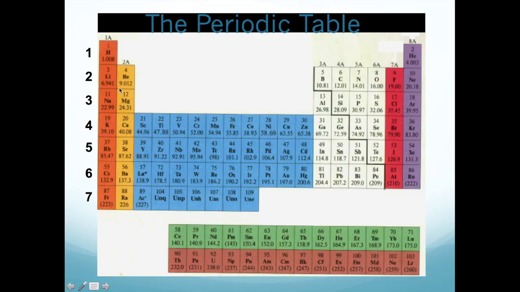I'll also draw your attention to the numbering of the groups. Notice that this is an older periodic table and it uses the A designation. So this is group 1A, 2A, 3A, and so on. But if you have a newer periodic table, you'll just notice these numbered 1, 2, 3, 4, 5, and so on, all the way up to 13, 14, 15, 16, 17, 18.